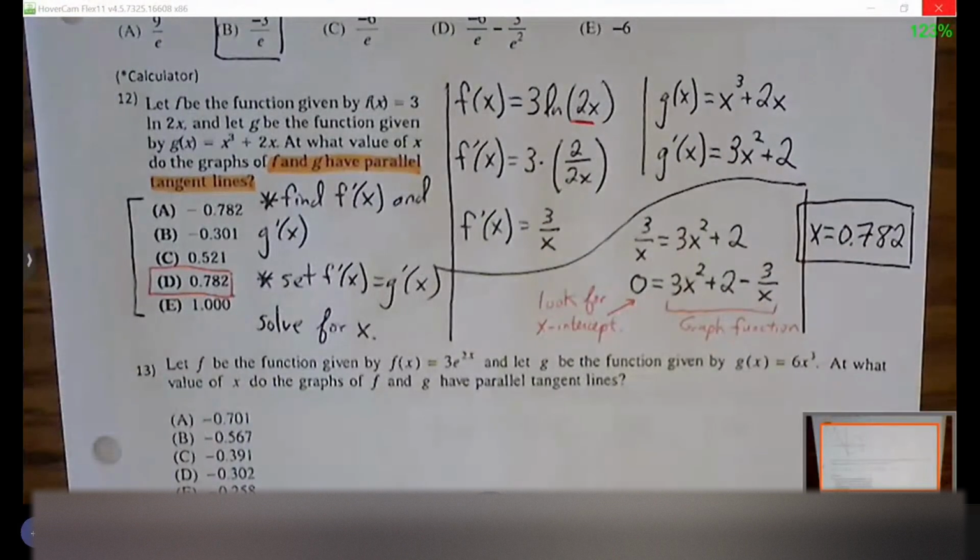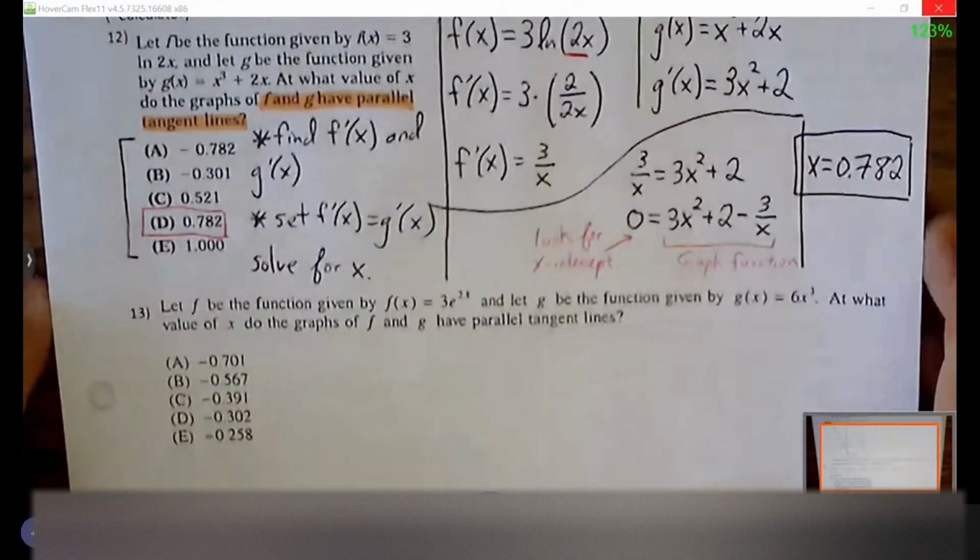Any questions with number 12? Right, number 13 is similar, so I want you guys to be able to practice that on your own later when you're working on your homework. Okay, let's go to the back page. Let's go to 14.